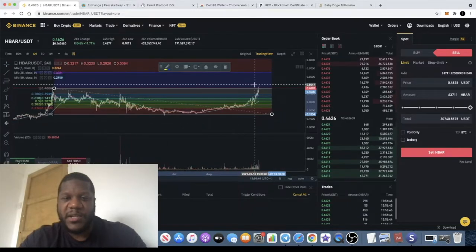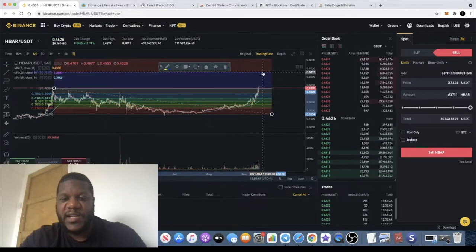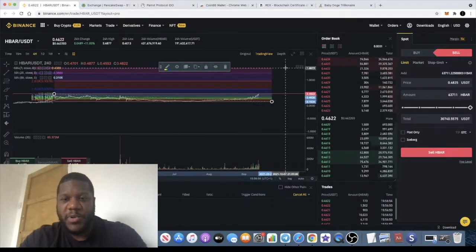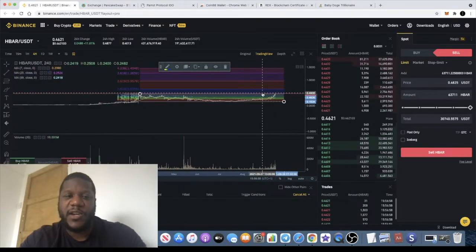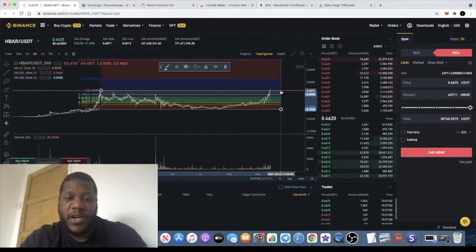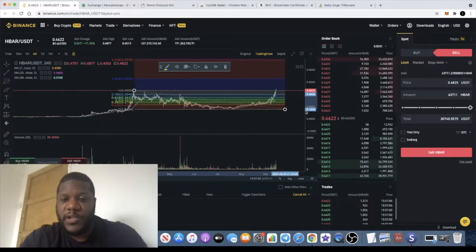But me personally, I'll be looking to take profits at this level. Unless you were deciding to hold this for the next 6 months, then your target would potentially be all the way up here, and in the bull run it could supersede that target and make astronomical gains. But I think Hbar is definitely one for you to keep an eye on, especially in the short term.